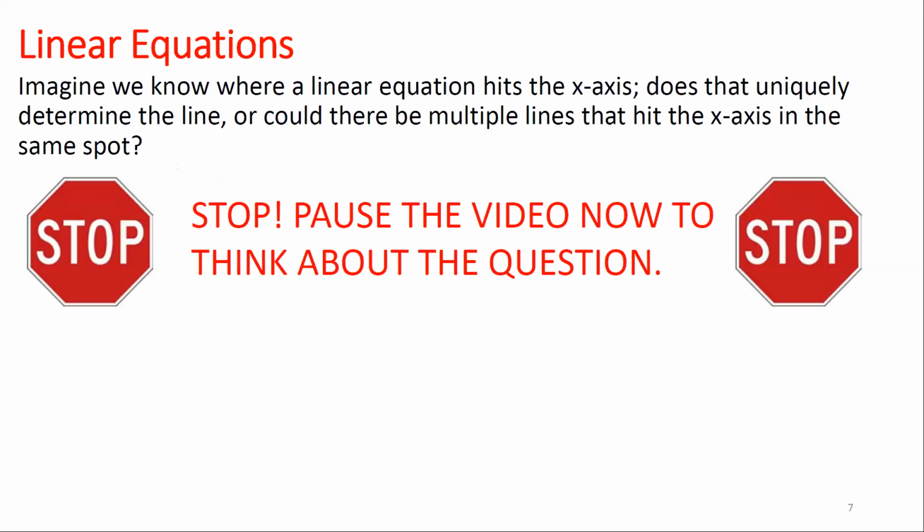All right, so now imagine we know where a linear equation hits the x-axis. Does that uniquely determine the line, or could there be many lines that hit the x-axis in the same spot? So again, I'm going to pause the video and give you a chance to think about this question. All right, so what do you think the answer is to the question? Do you think that there's a unique answer? A unique line? No.